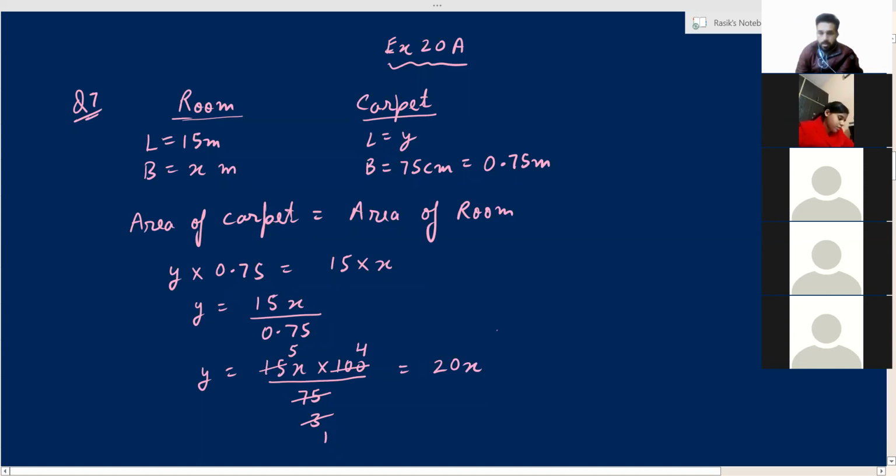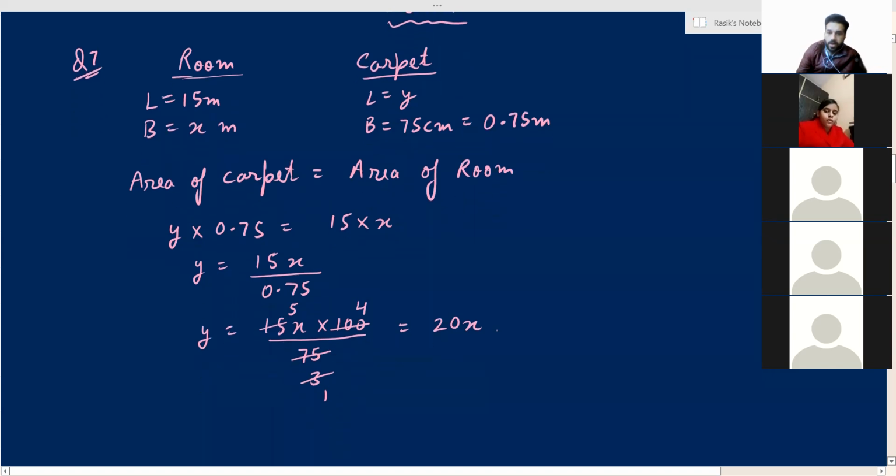Now, how can we find the cost of carpeting the room? The rate at which we can buy the carpet is rupees 80 per meter. For 1 meter carpet, you have to pay rupees 80. 20x multiply 80. Very good. So cost of carpet will be equal to 20x, the length of the carpet, multiplied by 80.